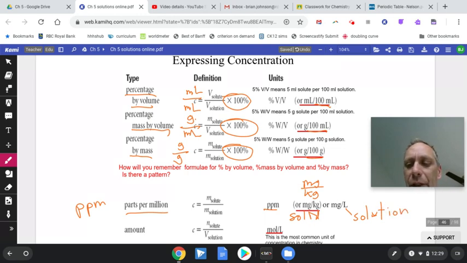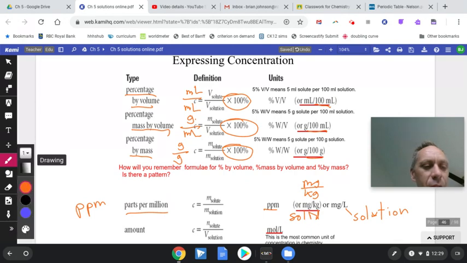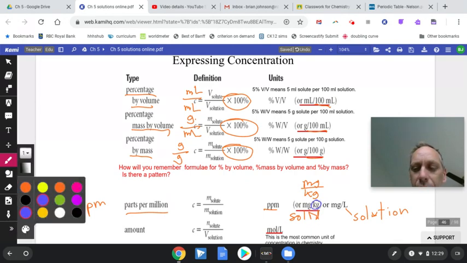So milligrams per kilogram or milligrams per liter, and 1 liter of water has a mass of 1 kilogram, and that's why those two units are interchangeable, a kilogram and a liter. Kilogram equals liter for water.